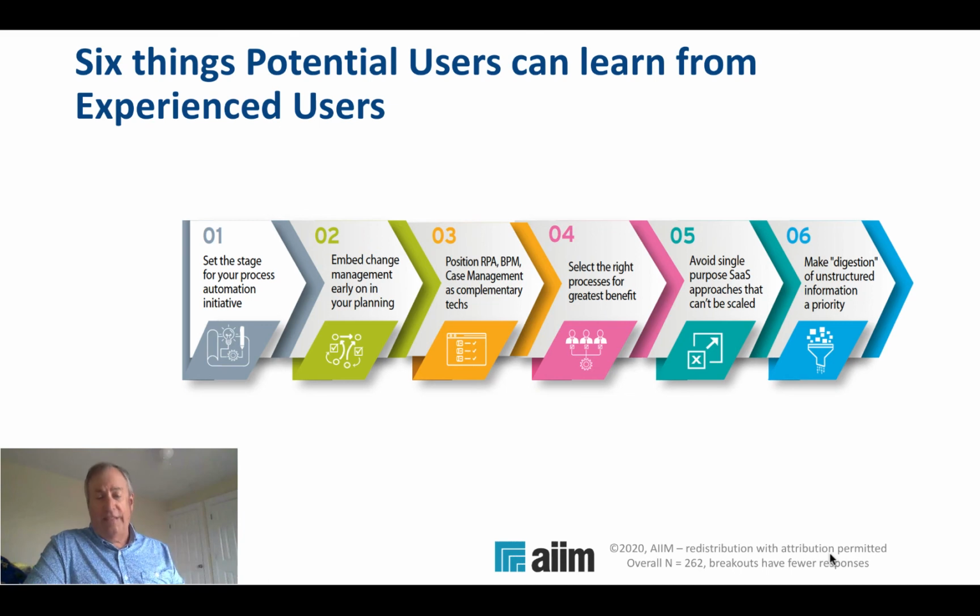Avoid single-purpose SaaS approaches. The reason is that while they can be very easy to deploy, take a single process, buy a SaaS solution, they can't be scaled across processes. And go back to that very first slide that we talked about in terms of the benefits of automation are dealing with customer journeys that transcend individual departments. And that's why you want to avoid single-purpose SaaS approaches.